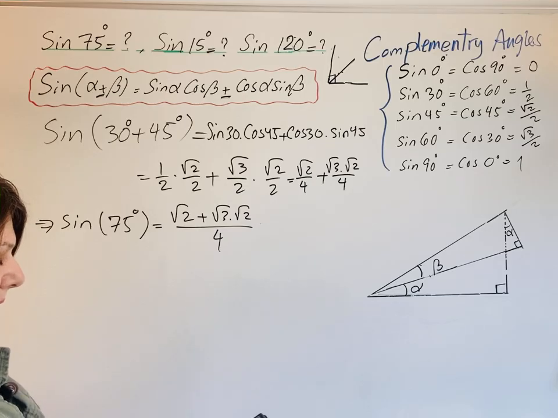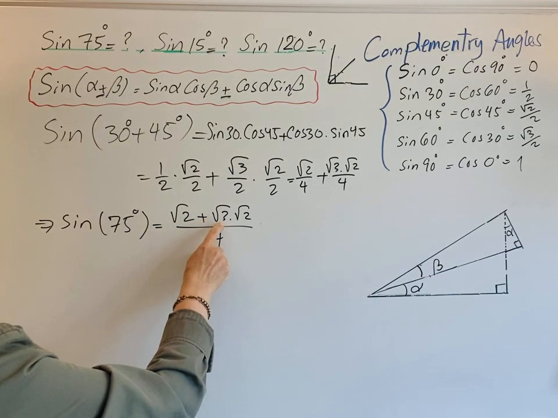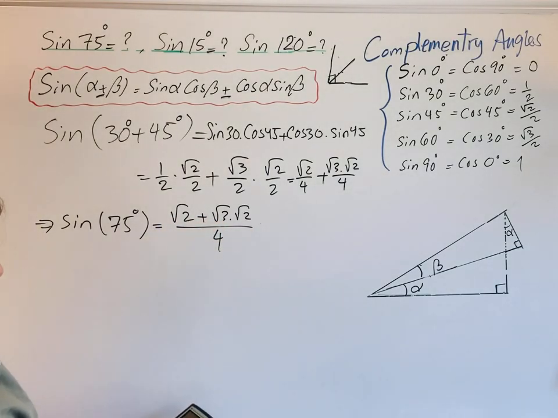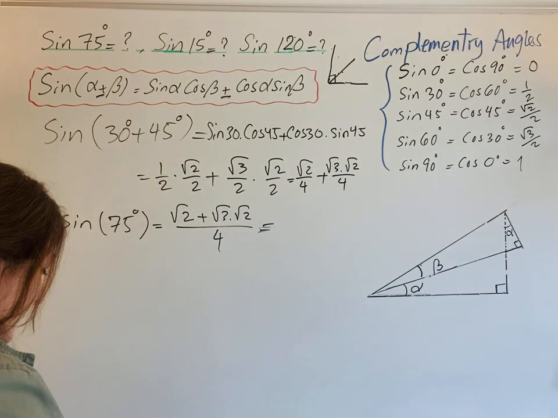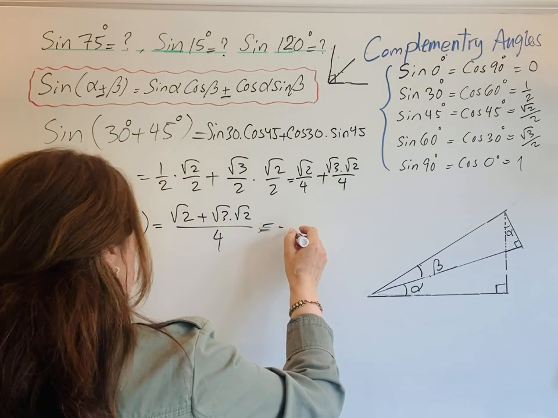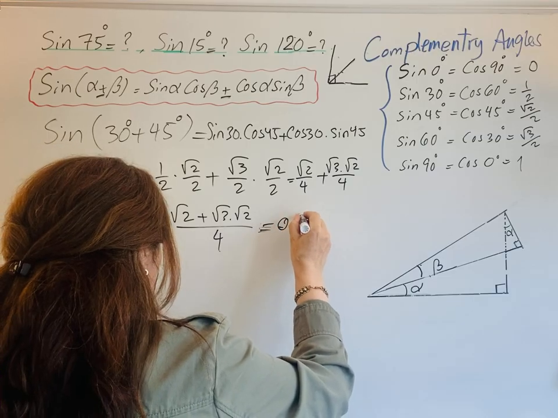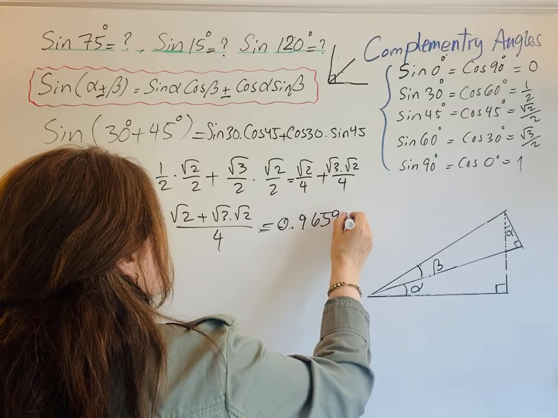For example, you can use this one: root 2 plus root 2 times root 3, divided by 4, is equal to 0.96592 something.